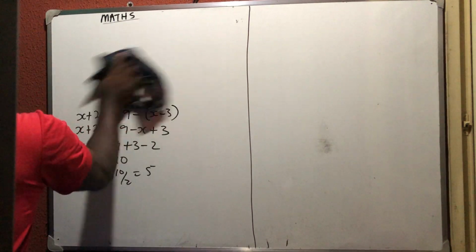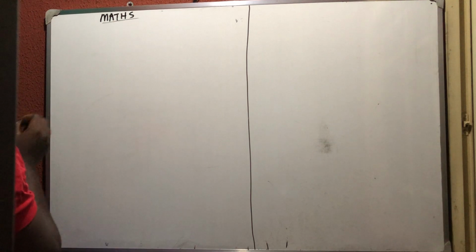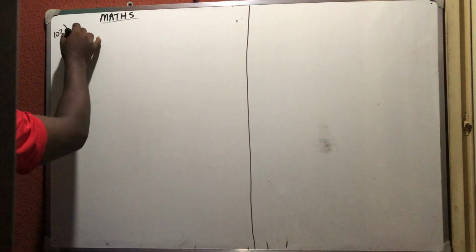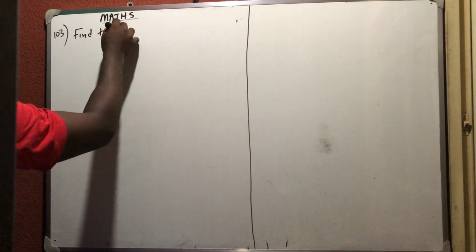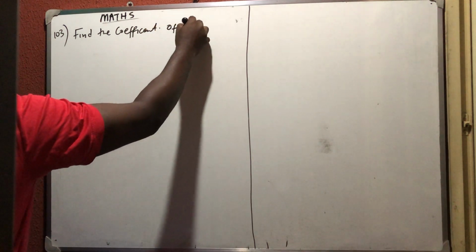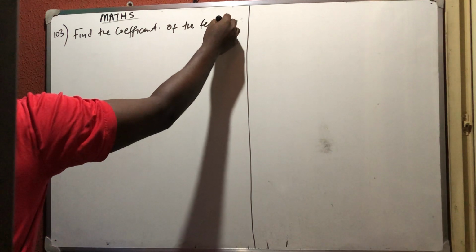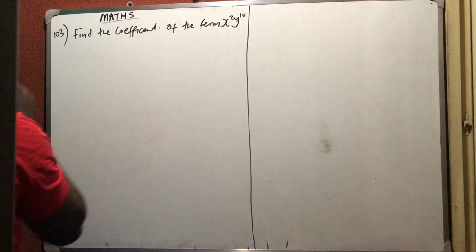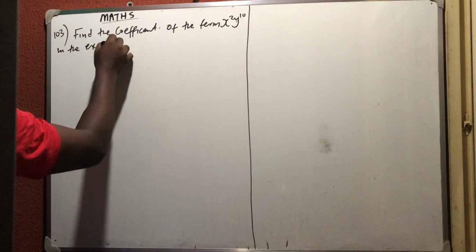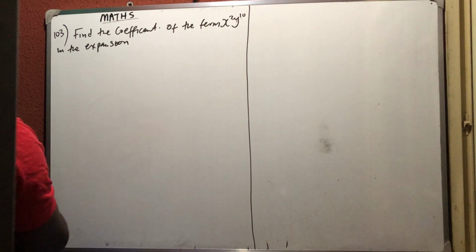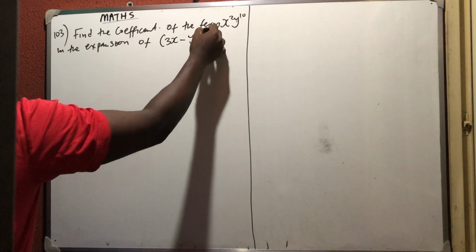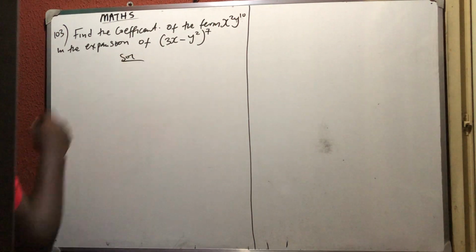So the next one, question number 103. Question number 103 said, find the coefficient of the term x squared y to the power 10 in the expansion of (3x minus y squared) all raised to power 7. Okay, solution. This is very, very simple.